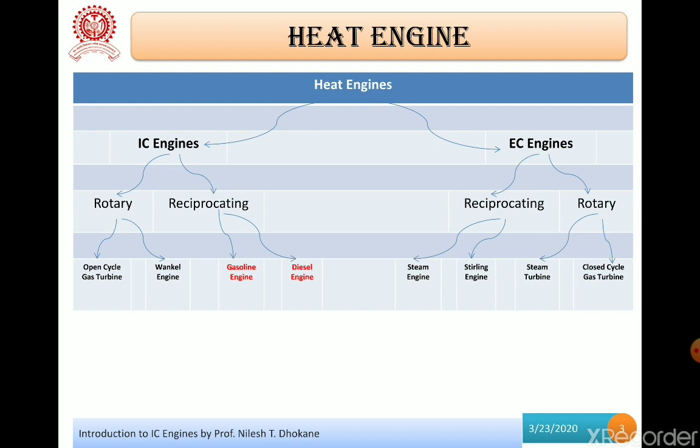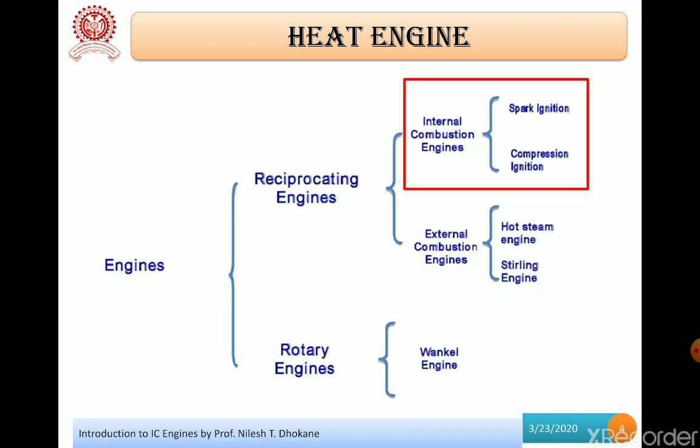Here the classification you can see here: IC engines, that is internal combustion engines, are further classified into rotary and reciprocating engine. In rotary engine, we have the open cycle gas turbine and Wankel engine. And in the reciprocating internal combustion engine, we have gasoline engine and diesel engine. External combustion engines are also reciprocating and rotary, and their subtypes are steam engine, Stirling engine, steam turbine, closed cycle gas turbine. In this subject, we concentrate our attention to the gasoline engine and the diesel engine, that is petrol engine and diesel engine. We can also call it as SI engine and CI engine.